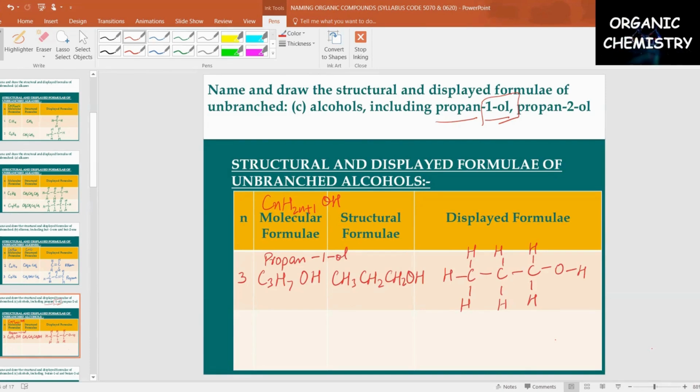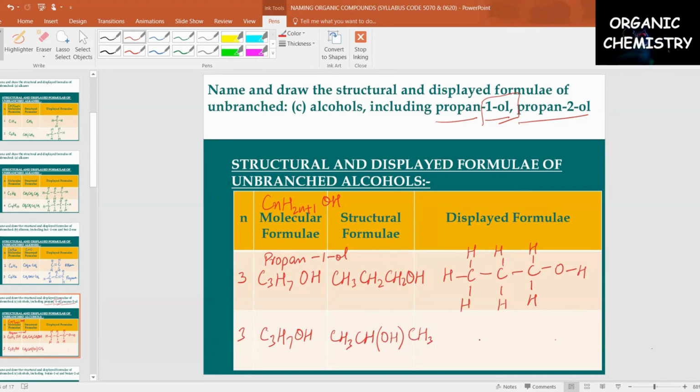So what about the molecular formula, structural formula, and displayed formula for propan-2-ol? It's very simple. The value of N and the molecular formula will remain the same, but the structural formula will differ because here OH is placed at carbon number 2, in the middle. Here you will draw the structural formula like this: CH3, CH. Now OH is in the middle, so you have to put brackets around OH, then you have CH3.